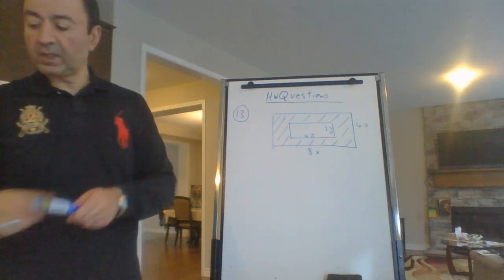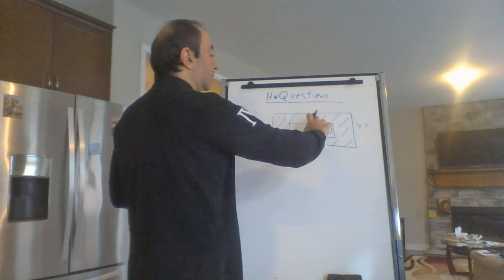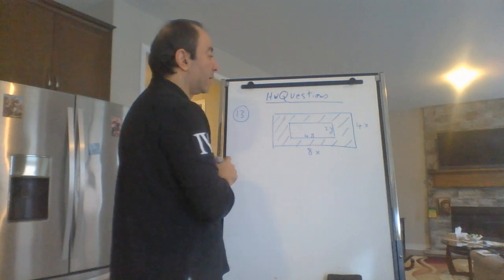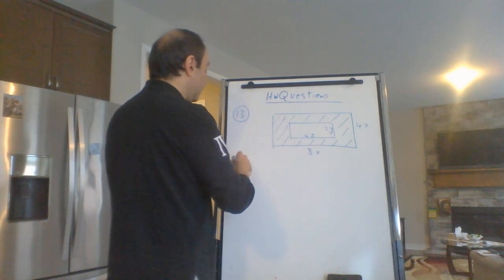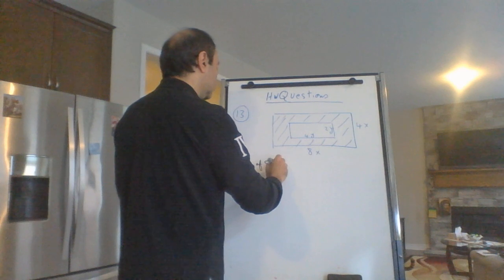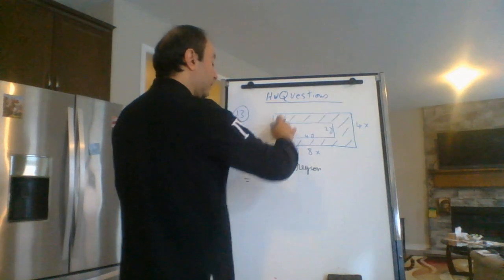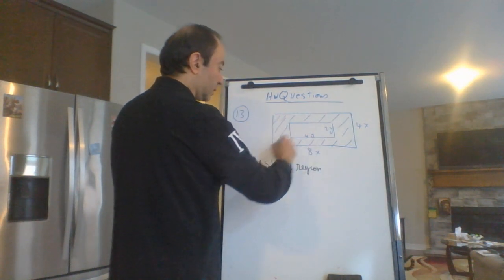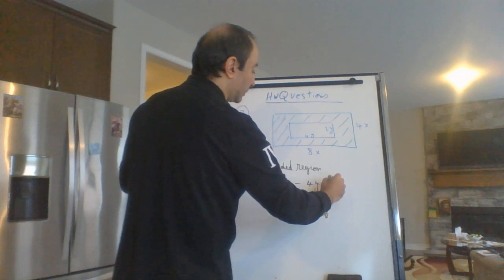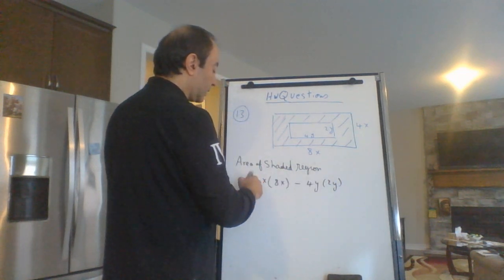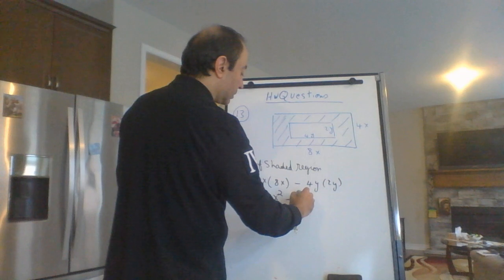If you look at this, you will find that the area of the shaded region is the area of the big rectangle minus the area of the small rectangle. And the area of any rectangle is length times width. So I can say that the area of the shaded region equals the area of the big rectangle, which is 4x times 8x, minus 4y times 2y. Now, if I multiply this, I will have 32x squared, and here minus 8y squared.